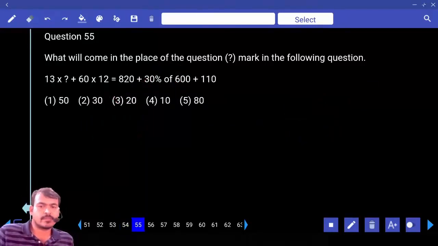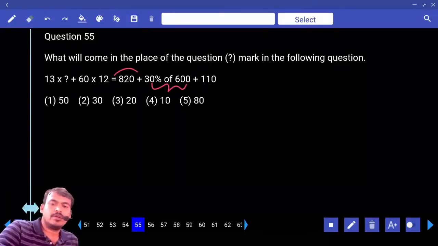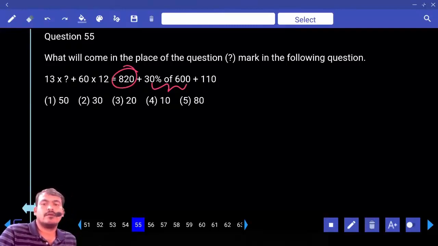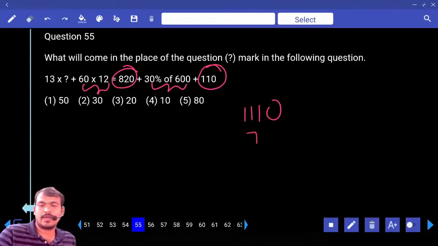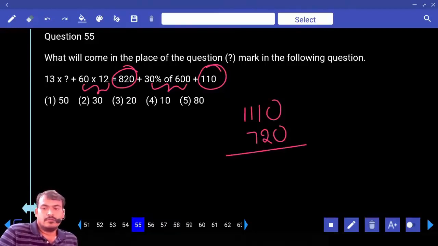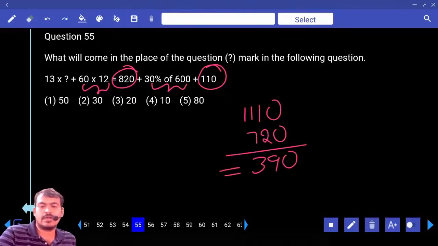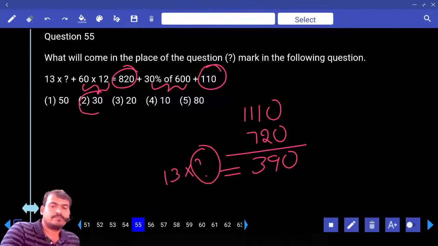Next, 55. First priority, right hand side value, or not. 30% of 600 is 180. 820 plus 180 is 1000. 1000 plus 110 is 1110. In this one, 60 into 12 is 720. Subtracting or adding? Subtracting. What is the difference? 390 or 290? 390. It is equal to 13 into something, so something must be 30.